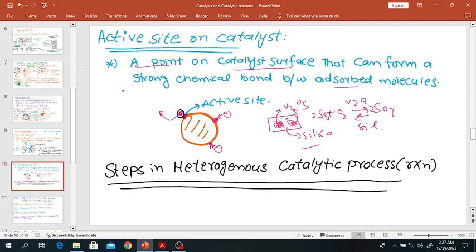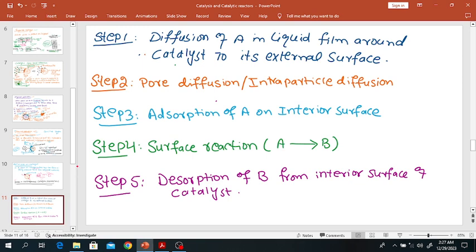Now in this lecture we will discuss the steps in the heterogeneous catalytic process. There are various steps in the catalytic process. We will discuss these one by one. Step number one, diffusion of component A in the liquid film around the catalyst to its external surface. So diffusion of component A through the liquid film around the catalyst.